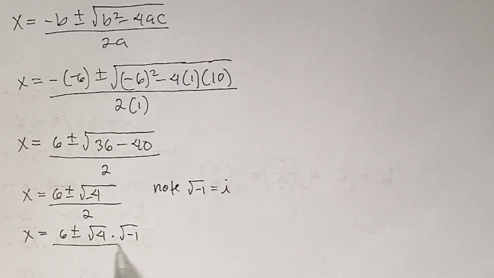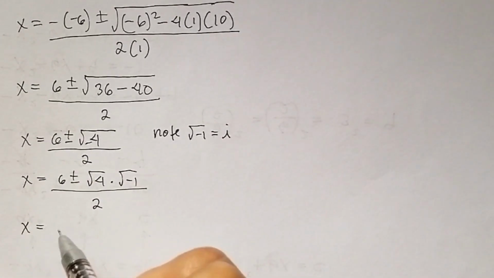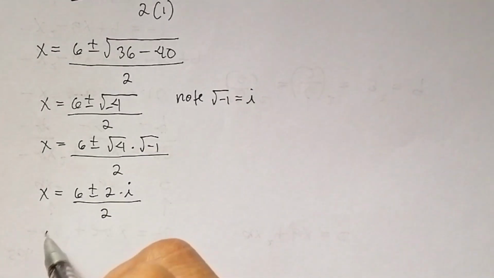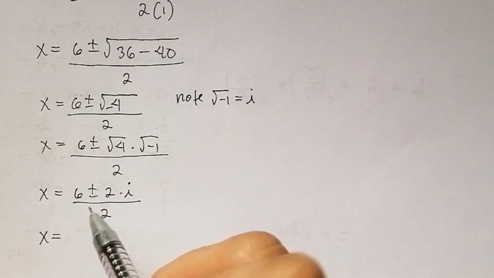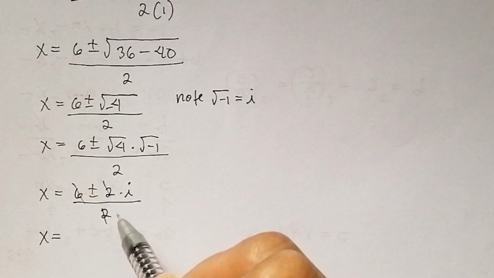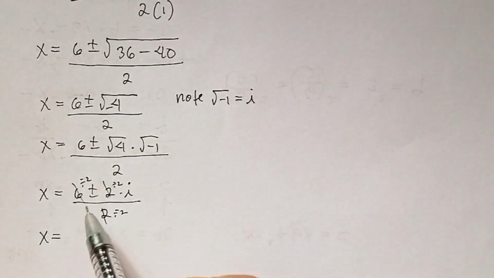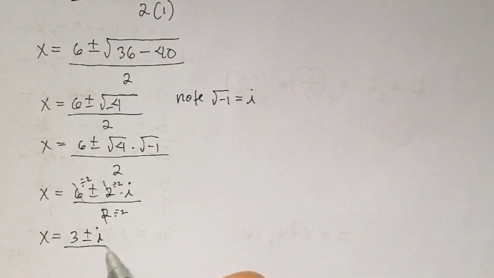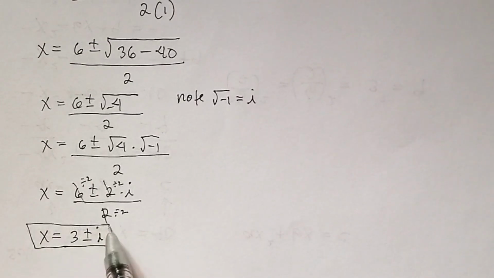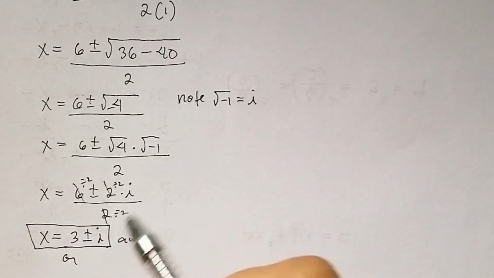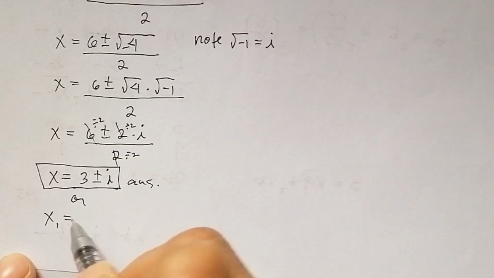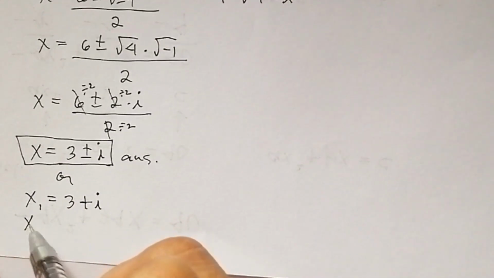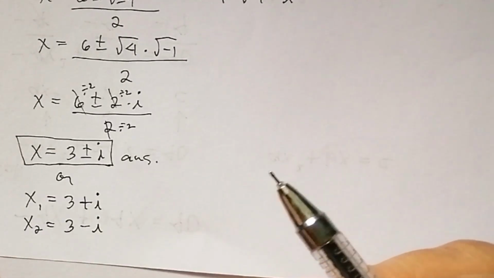Note that square root of 4 times square root of negative 1 is the same as square root of negative 4, where square root of negative 1 is equal to i, the imaginary number. Now we got the value of x is equal to 3 plus or minus i, or this will be written as 3 plus i and 3 minus i. So these are the final answers.